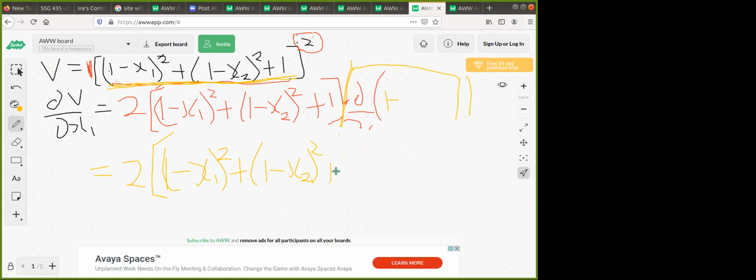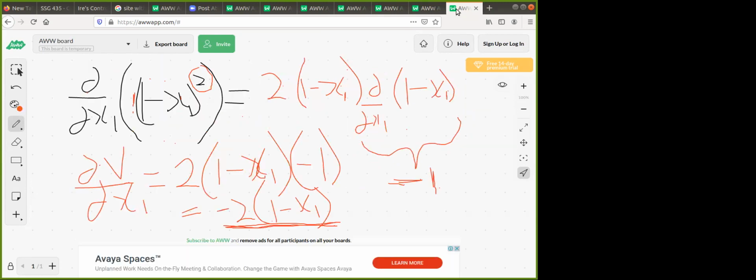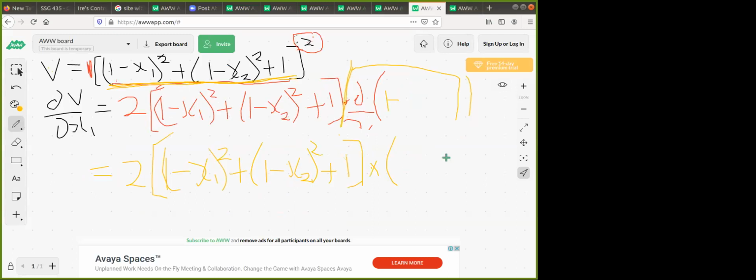Then plus 1 times the value we got from here, which is this minus 2, 1 minus x1. The thing about this differentiation is that sometimes you can actually make mistakes because it's quite long. All right, so let's continue.